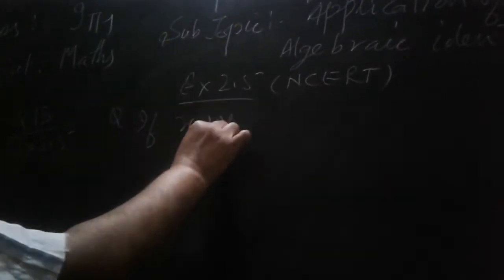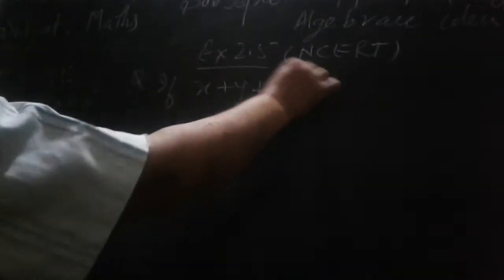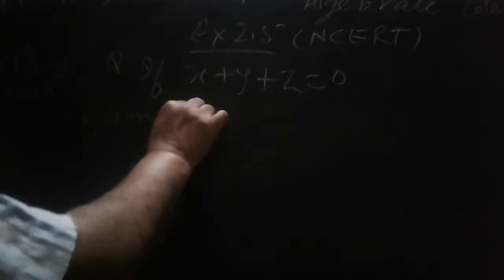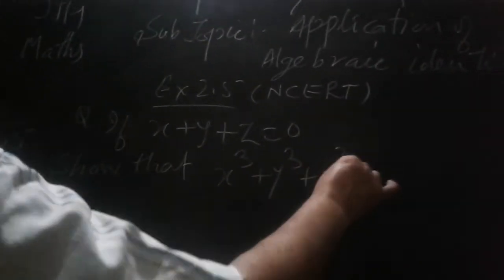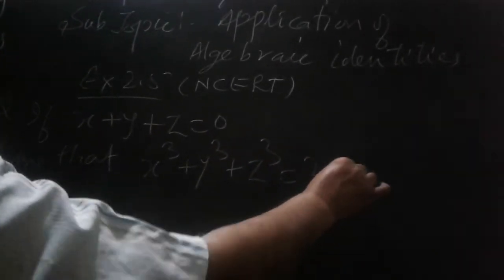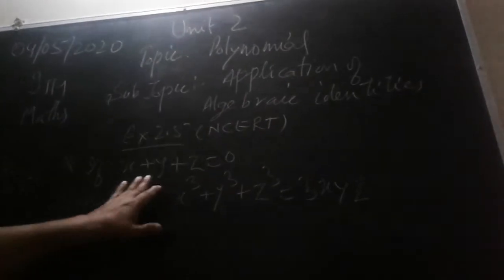In this question, if x plus y plus z is equal to 0, we have to show that x cube plus y cube plus z cube equals 3xyz. Here we will prove it, we will show it, but you must learn it. It is also an identity.